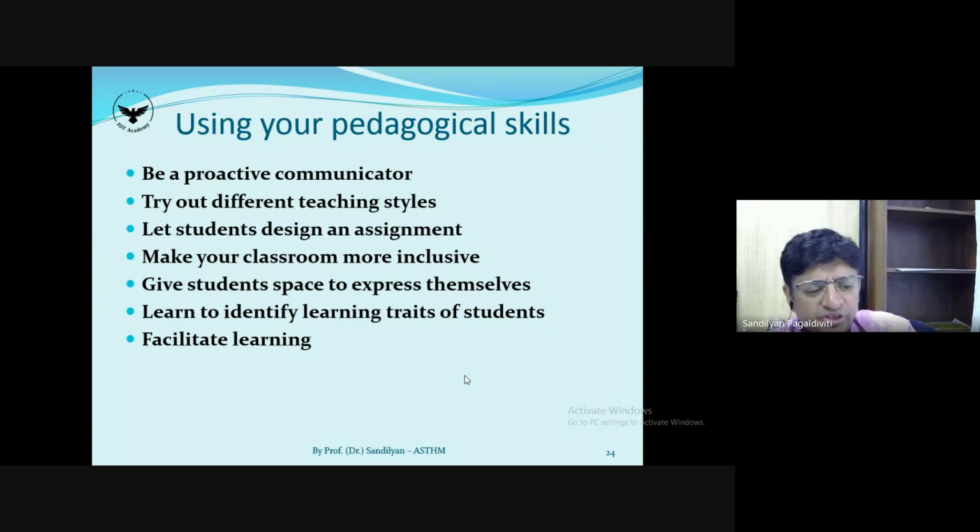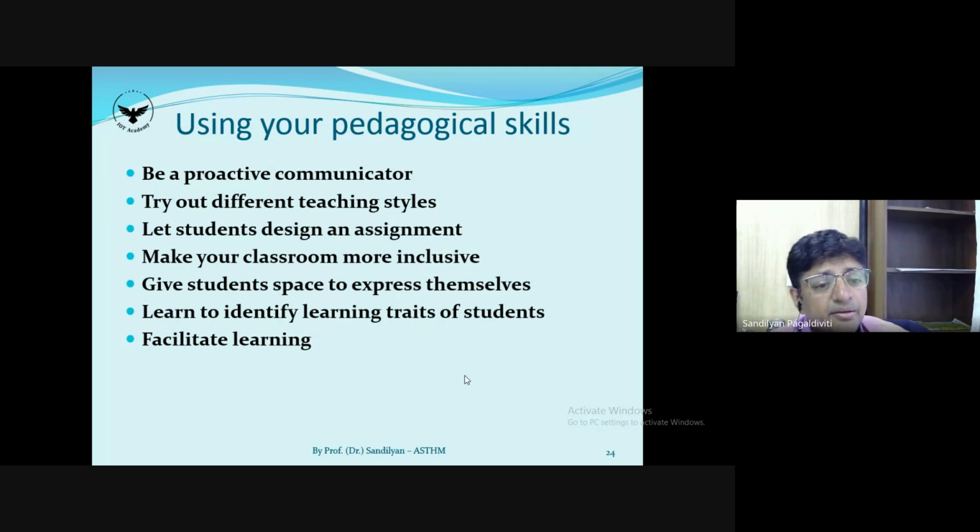How do you use these skills? You be a proactive communicator. Don't hesitate. Speak. Try out different teaching styles. Don't try all together. Try one by one. But over a period of time, develop in such a way that your class, one session of about 40-45 minutes or an hour, has at least 3 or 4 different teaching styles included.